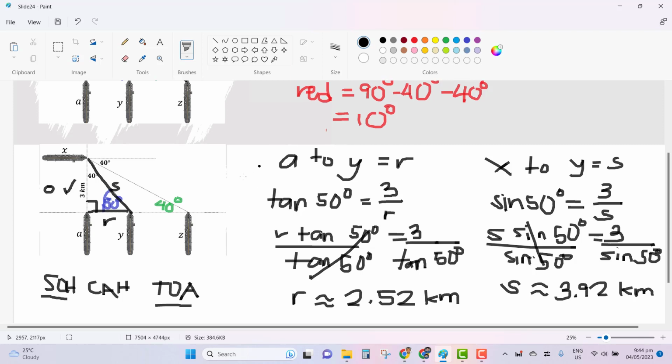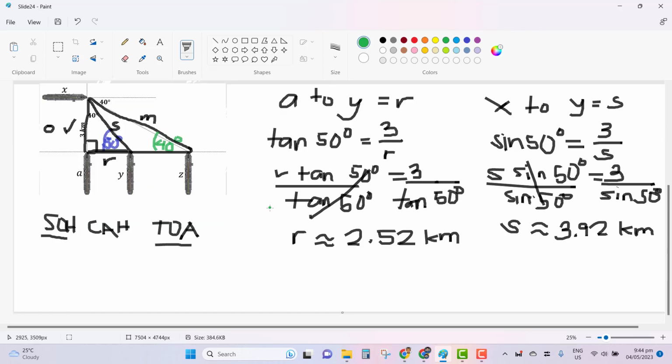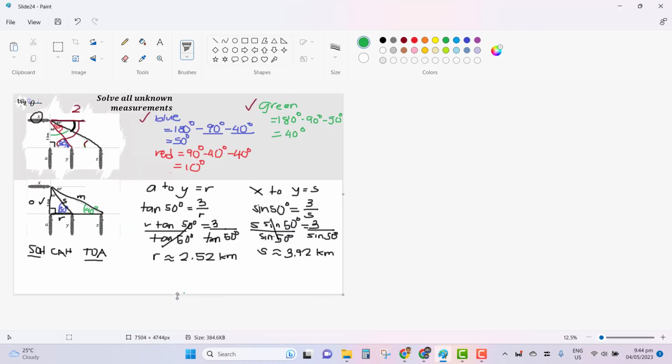Next, let's try to solve this M here. M corresponds to the distance from the tip of X to the tip of Z. In this case, we'll be using the second right triangle, the larger right triangle. We're going to use this larger triangle here, which still has 90 degrees at this point and uses the same 3 kilometers. But the angle now that is given is this 40 degrees. So we are going to solve, okay, additional space here.